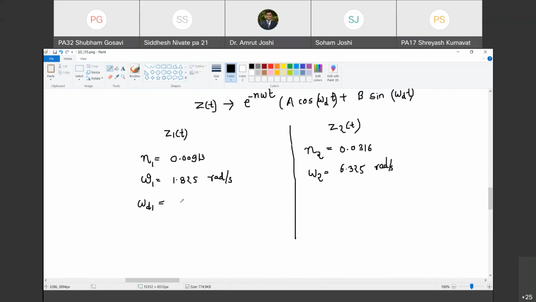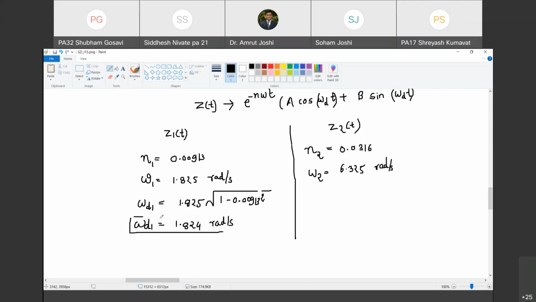Okay, now can you tell me what will be the value of omega d1? So omega d1 here will be equal to omega, that is 1.825, square root of 1 minus eta square, that is 0.00913 square. Happy? Calculate this value. Tell me how much it is. What is omega d1? 1.824. So this has marginally changed. Let me write it as 1.824 radian per second.